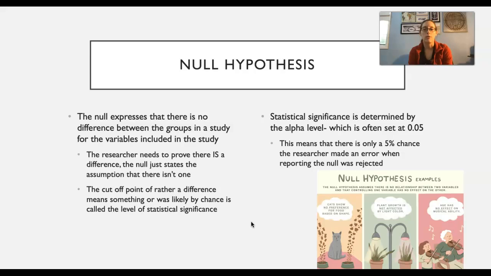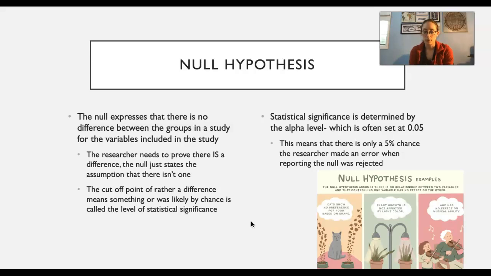So the cutoff point of whether or not a difference means something, or if it was just by chance, is called the level of statistical significance. That level of significance is determined by what we call the alpha level, which is usually set at 0.05. In some studies you'll find it at 0.10. At that 0.05 level, there's only about a 5% chance that the researcher made an error when reporting that the null was rejected.